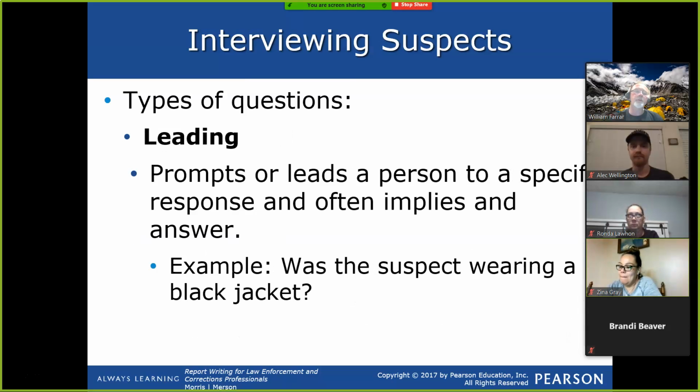And then the leading question, you want to stay away from this. This happens in court a lot of times under testimony. But it's basically a question that prompts somebody to give an answer. The example I give here was, was the suspect wearing a black jacket? Well, I already told you the color of the jacket. So chances are you're probably going to say, yeah, I think they were. So you don't want to do that. A better way is to ask, what was the suspect wearing? What clothing, what color? So break that up into a couple of different questions.